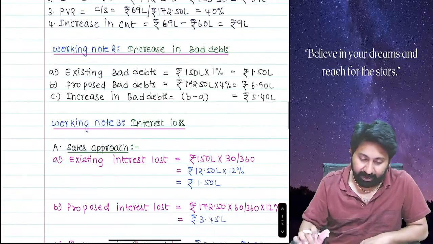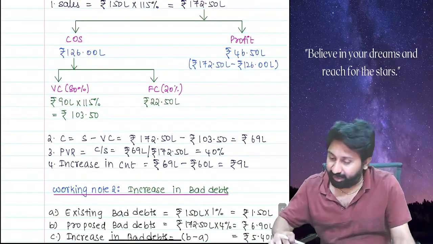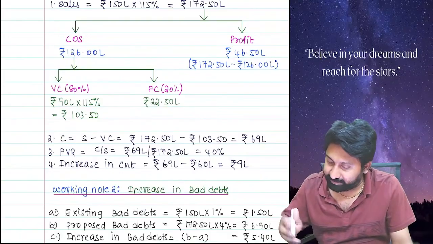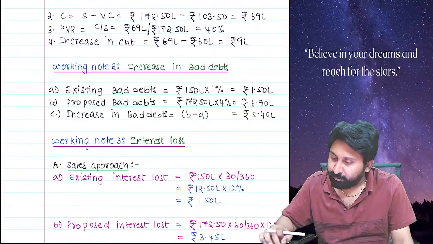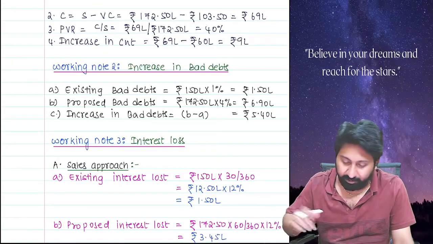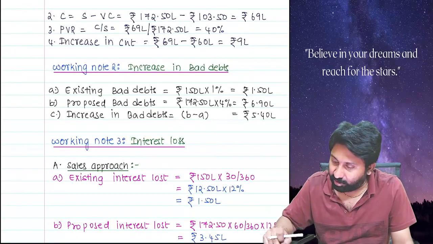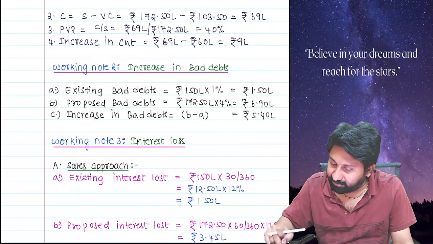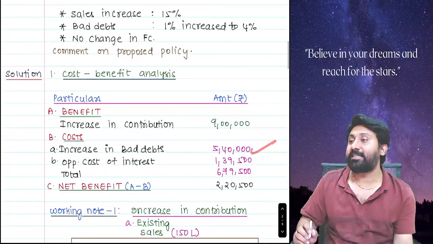Bad debts. Existing bad debts, how much? 150, take calculator, 150 into 1%. How much? 1.5 lakh. Now in the proposed situation, 172.5 into 4% will be there, 6.9. So how much cost is there? 6.9 minus 1.5, 5.4 lakh is the cost of increase in bad debts.